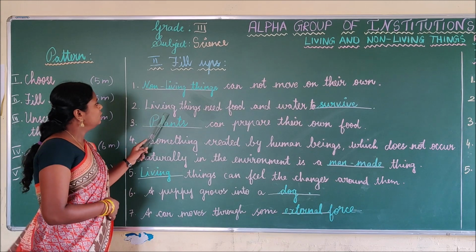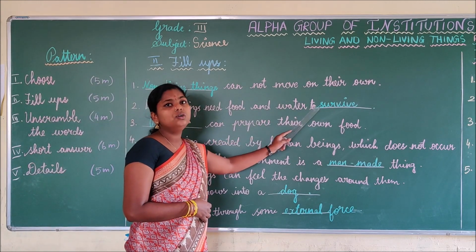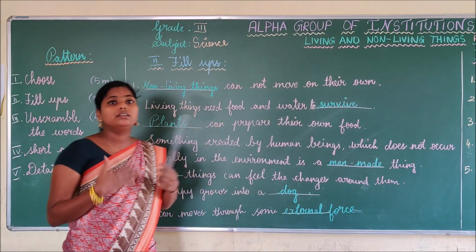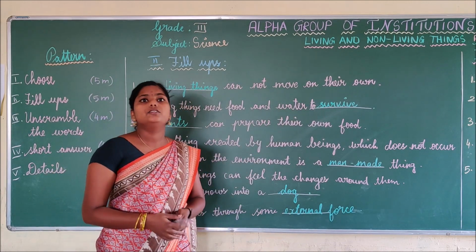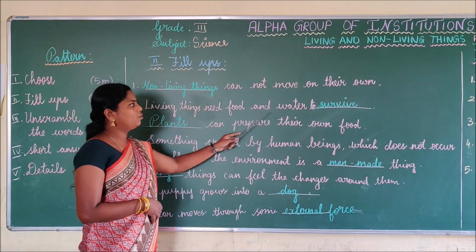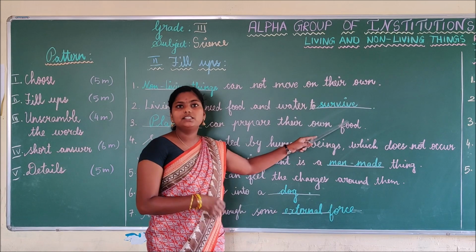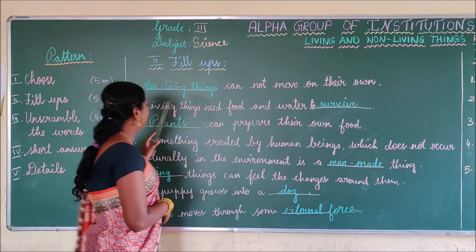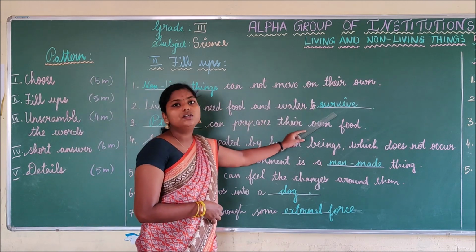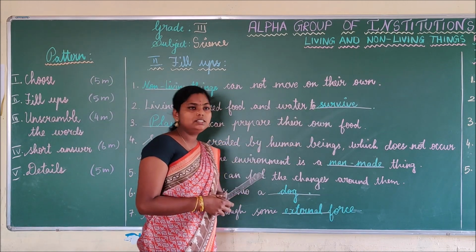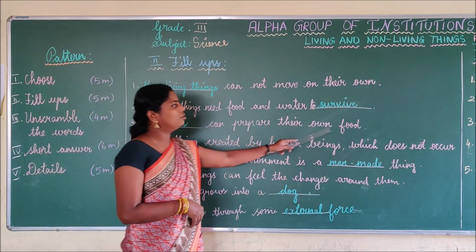Second one, living things need food and water to dash. So, if there is no food and water for us, what will happen? We will die. So, we need food and water to survive, or to live. Survive means to live. So, living things need food and water to survive. Is it clear, students?